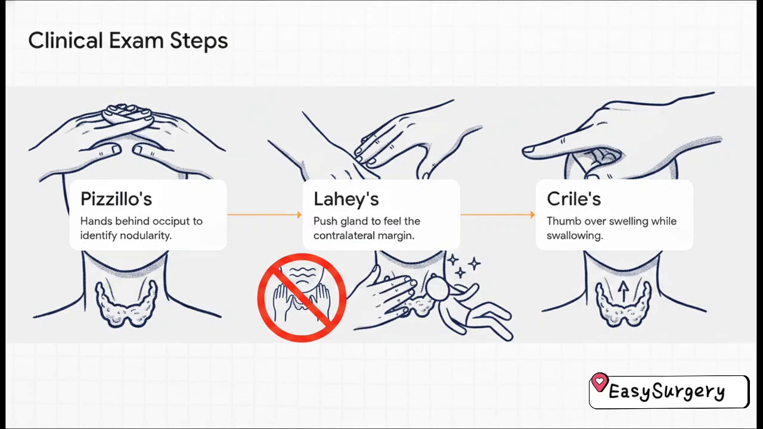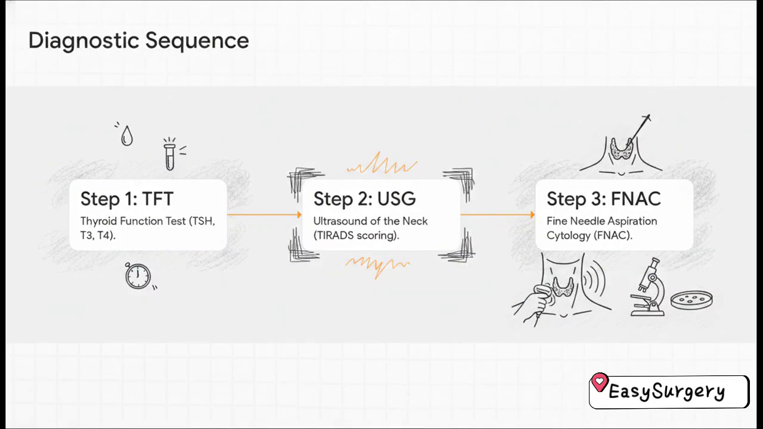When you're pushing the gland from one side to feel the other, never press both sides of the neck simultaneously. If you do, you're going to compress the carotids, trigger vasovagal syncope, and the patient will literally faint right there in the exam room. Once you've done the exam and suspect an issue, this diagnostic sequence is absolute law.